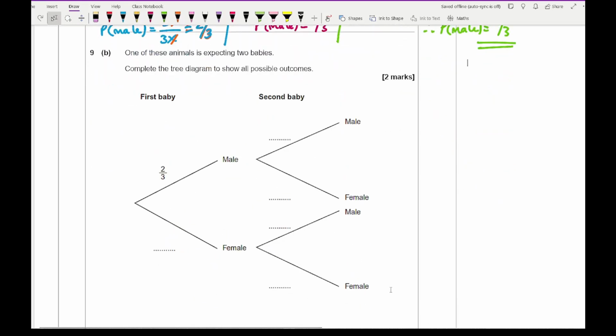Then for 9b, it says one of these animals is expecting 2 babies. Complete the tree diagram to show all possible outcomes. Well, if the probability of selecting a male is 2/3, then the probability of having a female is going to be 1/3. And then all we need to do is just repeat this for 2/3, 1/3. So for every time it's a male, it's going to be 2/3. Every time it's a female, it's going to be 1/3.